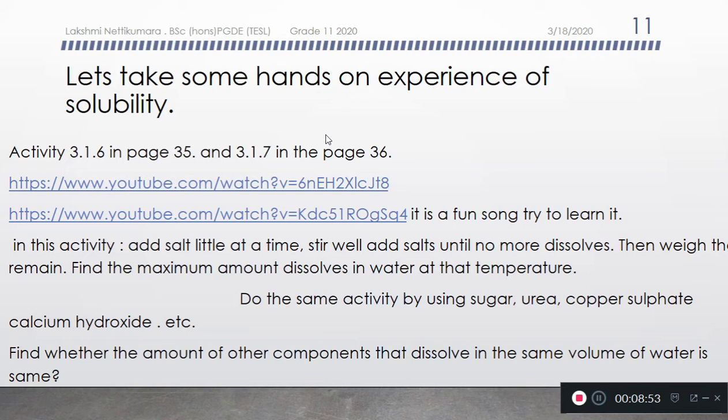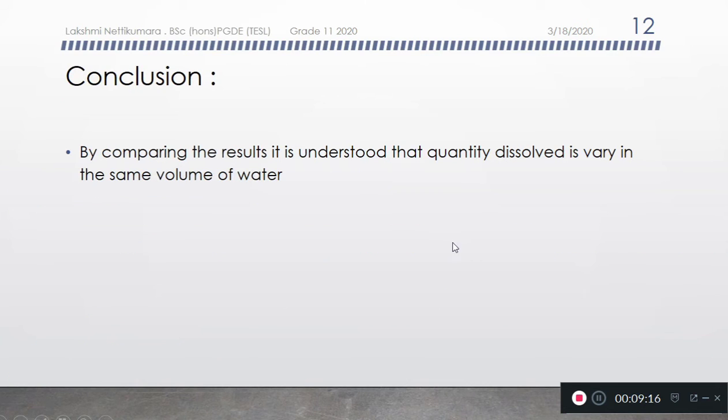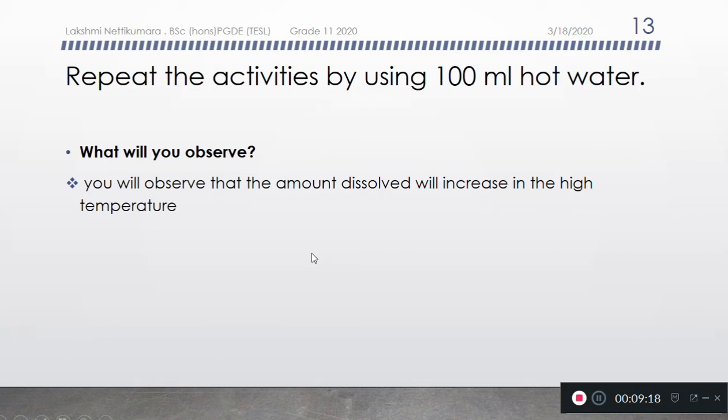Again, you have to repeat the same activities using hot water. Then you will be able to observe that the amount dissolved increases with the temperature, even within the same kind of solute and same kind of solvent. So now we can define the term solubility by using the knowledge you had.